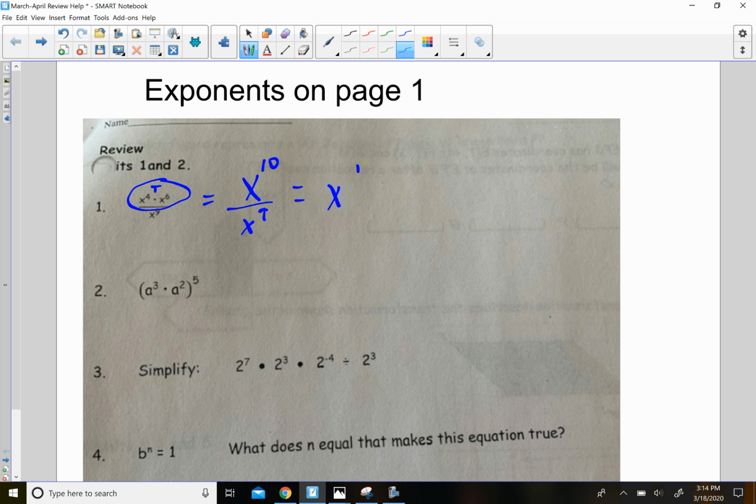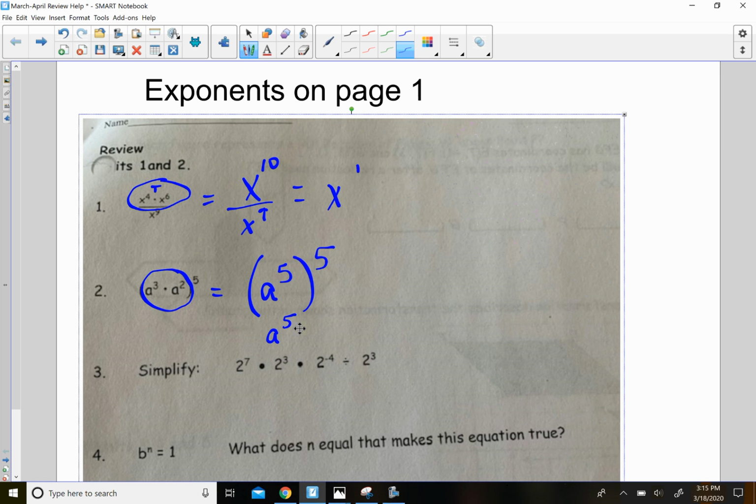In number 2, again, a couple of rules happening. Inside the parentheses, there's multiplication, but you also have an exponent outside the parentheses. PEMDAS says do what's in the parentheses first. So again, when I'm multiplying, I'm going to add the exponents. So that would become a to the 3 plus 2, a to the 5th raised to the 5th. So this is that power to a power rule. So basically, this means a to the 5th 5 times.